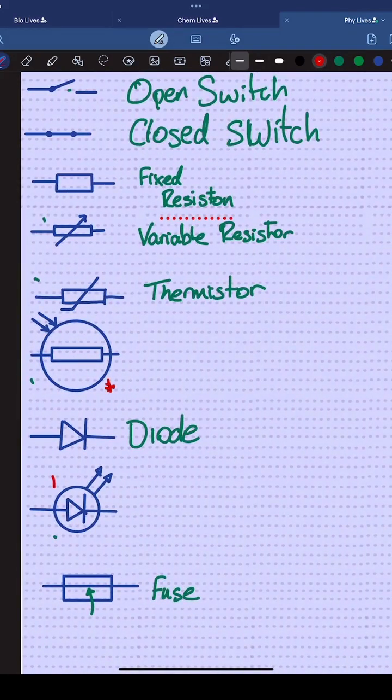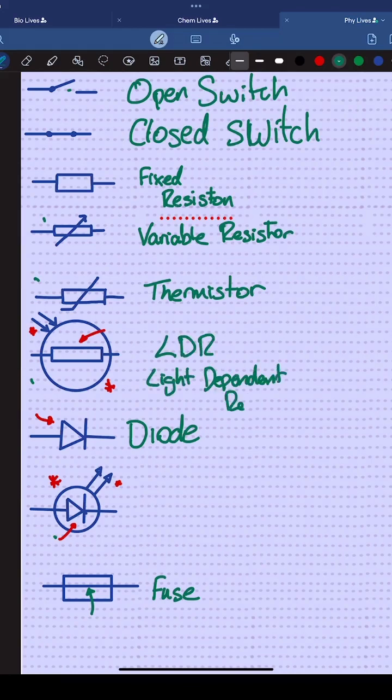Okay, so let's look at the differences. The main difference is the arrow. We got an arrow going in here, we got an arrow going out here. And also what's in the middle. In the middle here, we've got a diode. Remember, a diode looks like a triangle. Here in the middle, we've got a resistor. So the top one is a type of resistor. It's an LDR, light dependent resistor. Bottom one is a LED. What does LED stand for? Light emitting diode. Yep, well done.